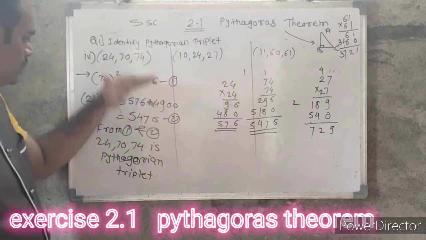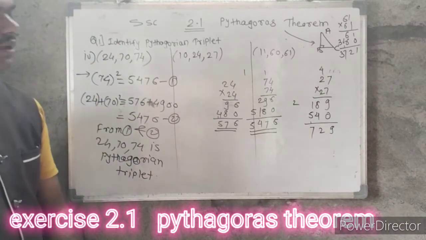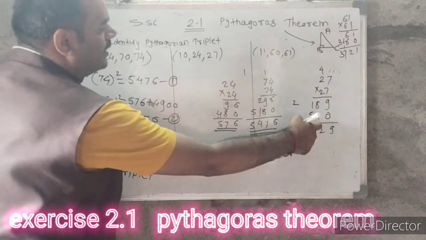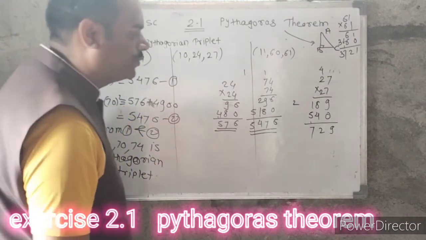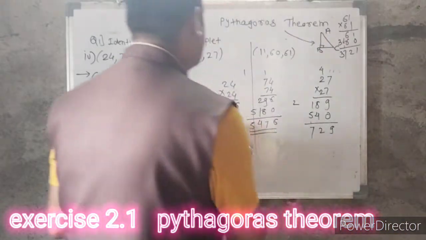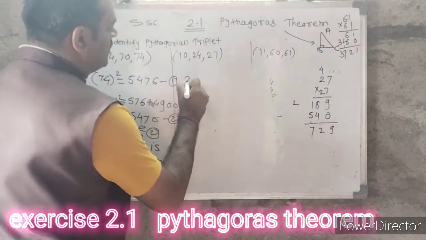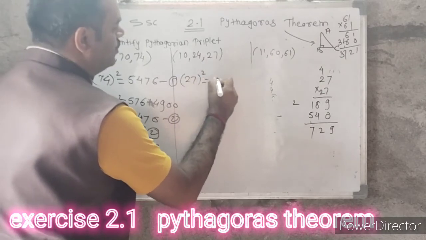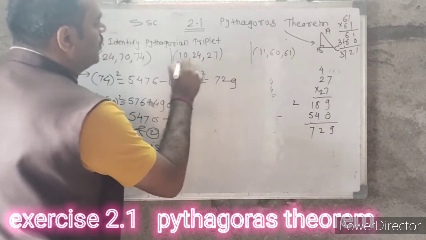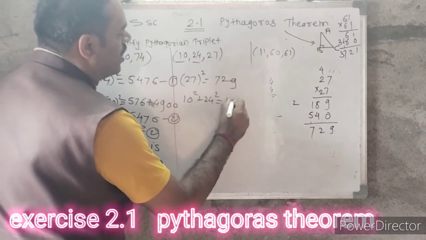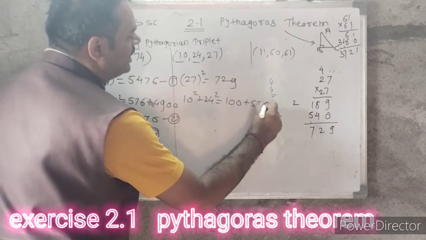Okay, so this one is the 4th example. Now the 5th: you just see what is the square of 27. Again, the square of 27 is 729. So here the biggest side squared, 27 squared, is equal to 729. Then take the squares of the small sides, 10 squared plus 24 squared, so 100 plus 576.